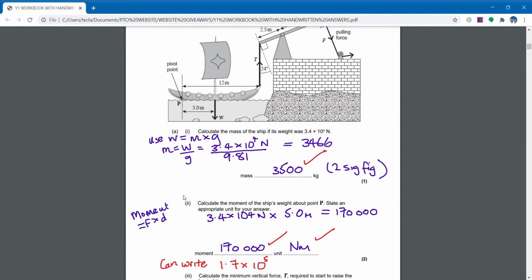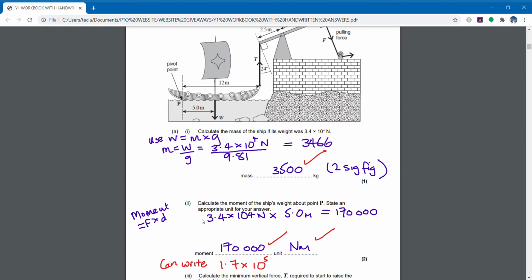Part 2, calculate the moment of the ship's weight about point P. State an appropriate unit for your answer. So we have got the weight acting, pulling down from the centre of gravity here, and we've got the pivot point at point P. So that's going to give us a moment. Moment equals force times perpendicular distance.